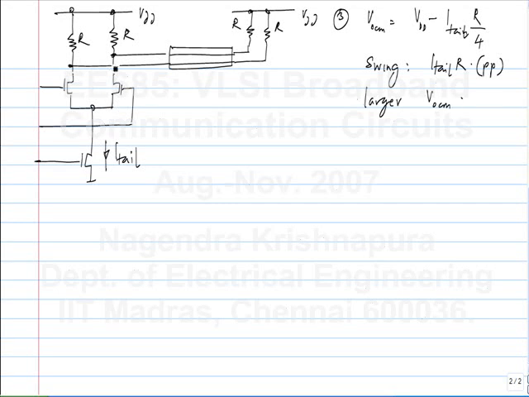So that means that these transistors will be farther from triode region. So you can get a larger swing from something like this while still keeping the transistors in the saturation region. Okay.